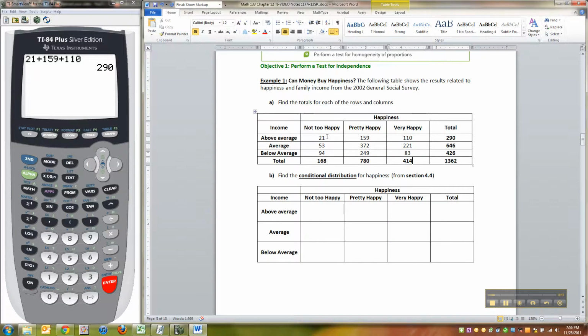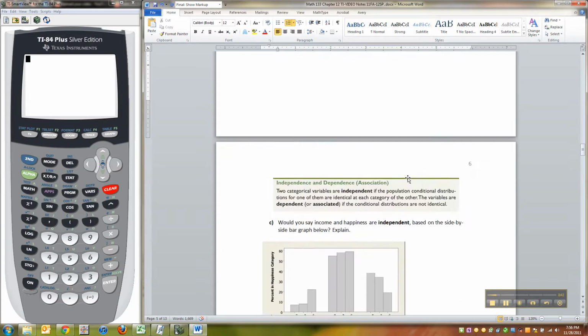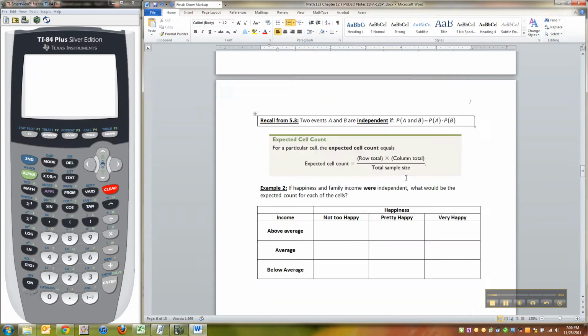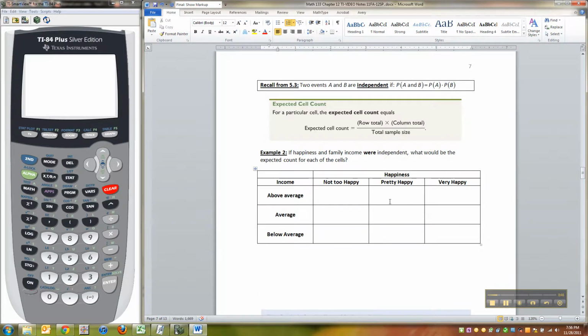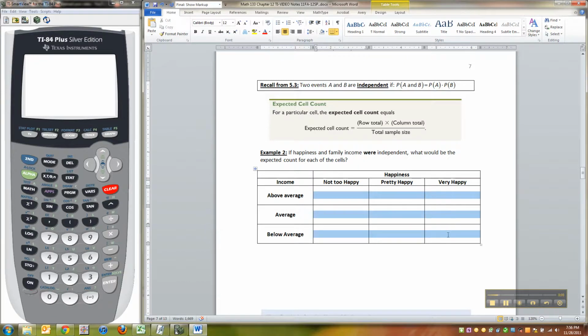There we go. Okay, now I'm not going to get too involved in this conditional distribution portion. That's already been gone over in chapter 4, go see that video. But what I am interested in is right here. If this was independent, that would give us certain expectations for what these values would be.